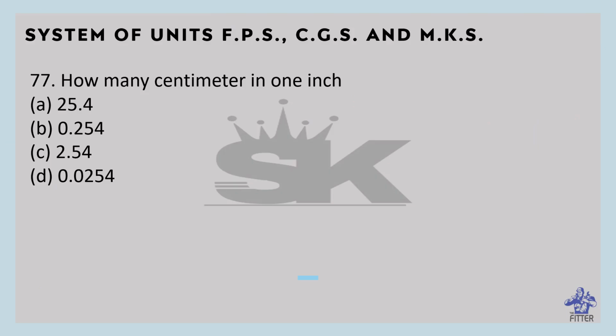How many centimeters in 1 inch? We are asking centimeters. So option C is the right answer because 1 inch equals 25.4 mm, right? So 2.54 centimeters. If they ask in meters, that would be 0.0254 meters.